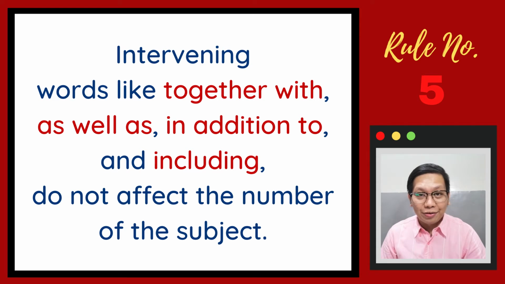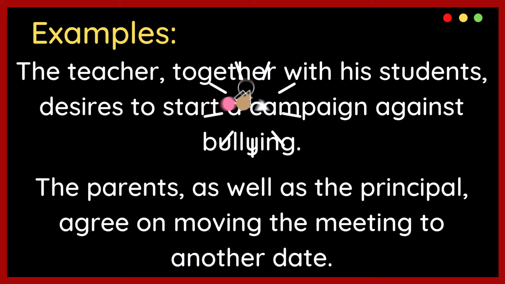Rule number 5. Intervening words like together with, as well as, in addition to, and including do not affect the number of the subject. Here are examples. The teacher, together with his students, desires to start a campaign against bullying. The parents, as well as the principal, agree on moving the meeting to another date.